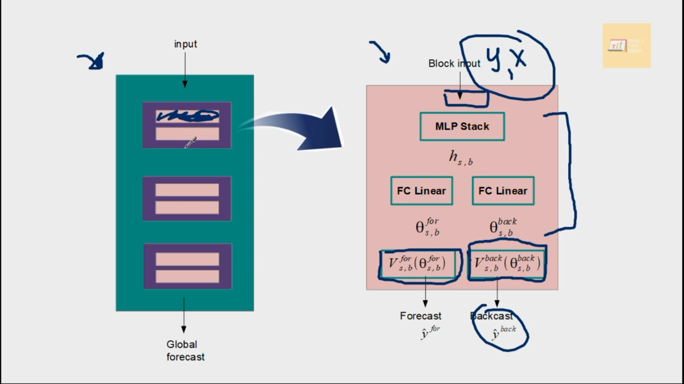Okay, and then the rest of the blocks will just receive the difference between the previous block's input and the backcast.